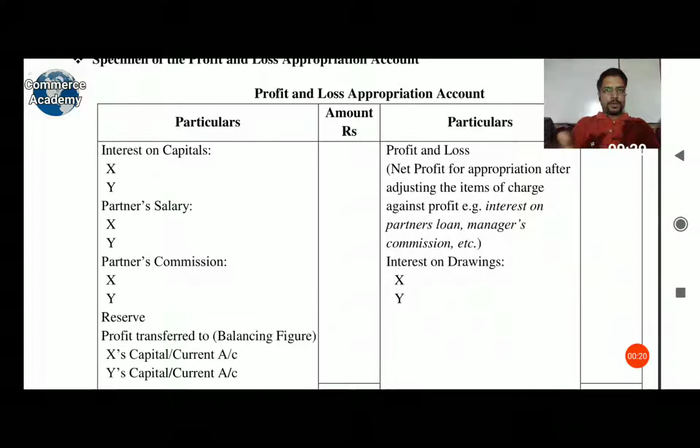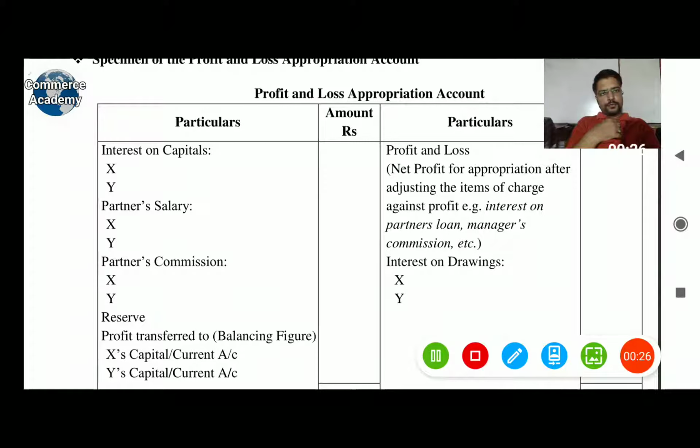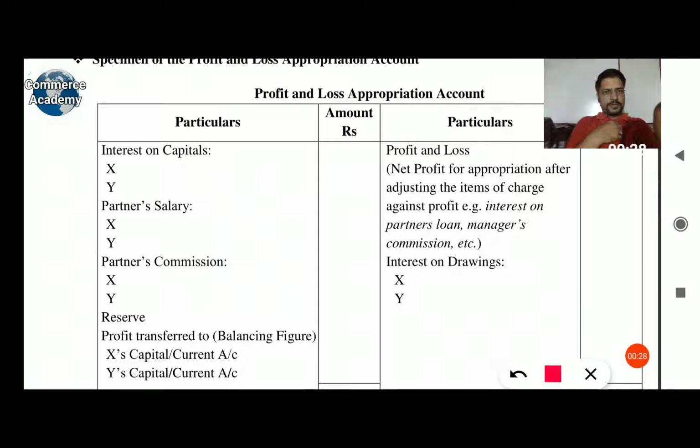First heading is profit and loss appropriation account. It is also formed in the ledger format. So the first heading is the profit and loss appropriation account. Our debit side has particulars and amount. We transfer to the debit side. In the last video we discussed the journal entries.